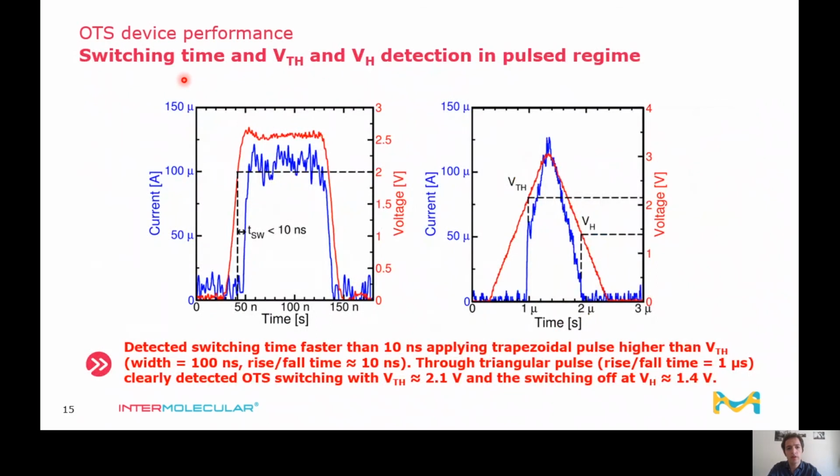And in order to study the switching time and the threshold voltage and the holding voltage detection in pulse regime, we first started from applying a trapezoidal pulse with a pulse width equal to 100 nanosecond, rise and fall time equal to 10 nanosecond, and we were able to see very fast switching, faster than 10 nanosecond. It is really good for our application. And applying a triangular pulse, we were able to see that the threshold voltage was around 2.1 volt, and the holding voltage was around 1.4 volt, and we were able to see clearly the switching off of our device.